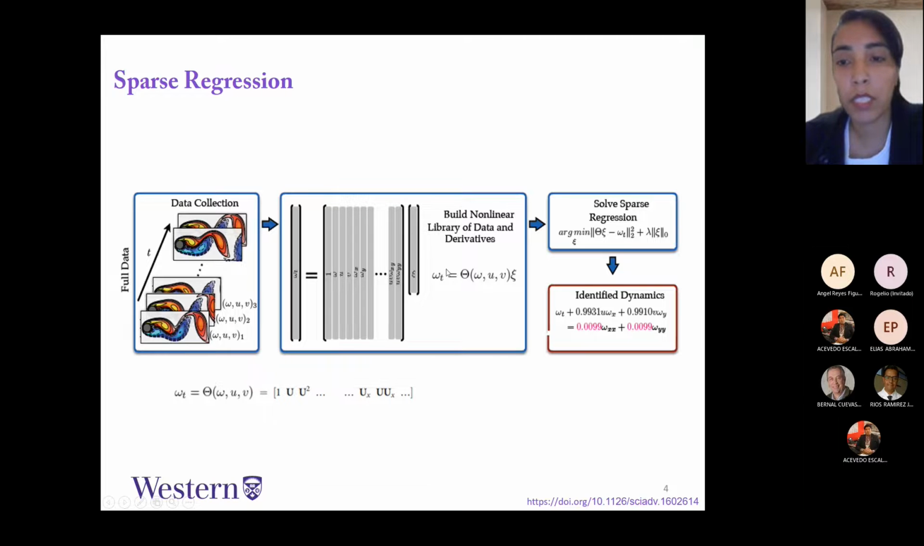A sparse regression here can minimize this function, and finally the output of this sparse regression is a partial differential equation like this one. And the best thing about this method is that it can calculate the coefficient of each parameter here.